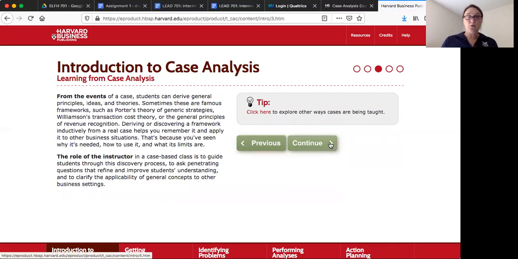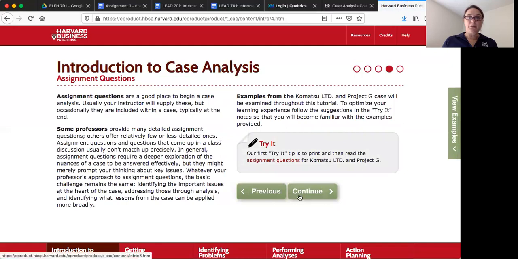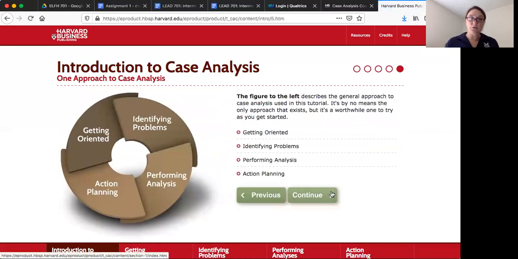It does talk about our role. We talked about this in class, so I'm not going to reiterate that. The things I want to get to is this section here, where we're looking at the ways in which we analyze a case.